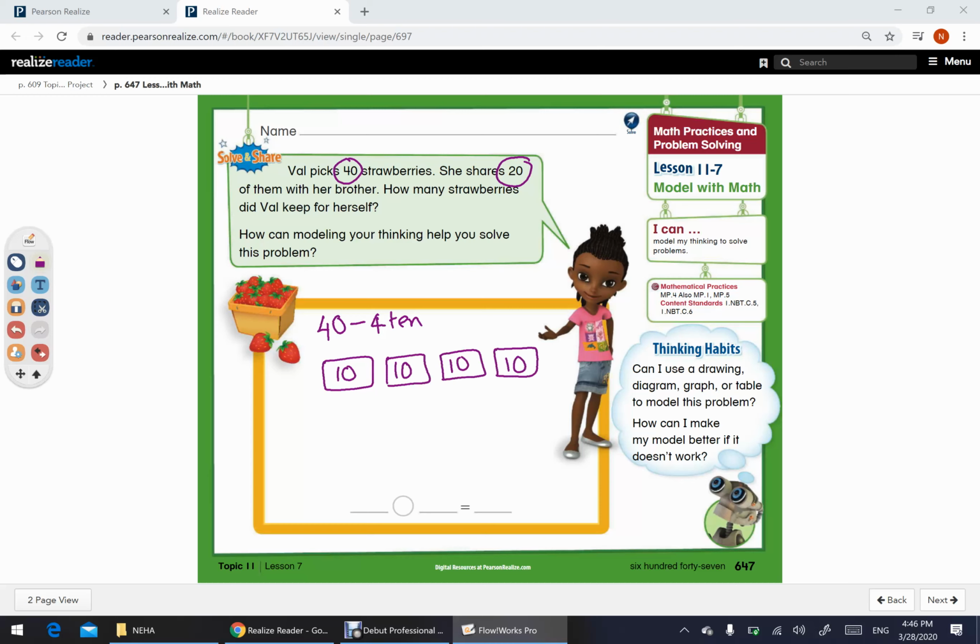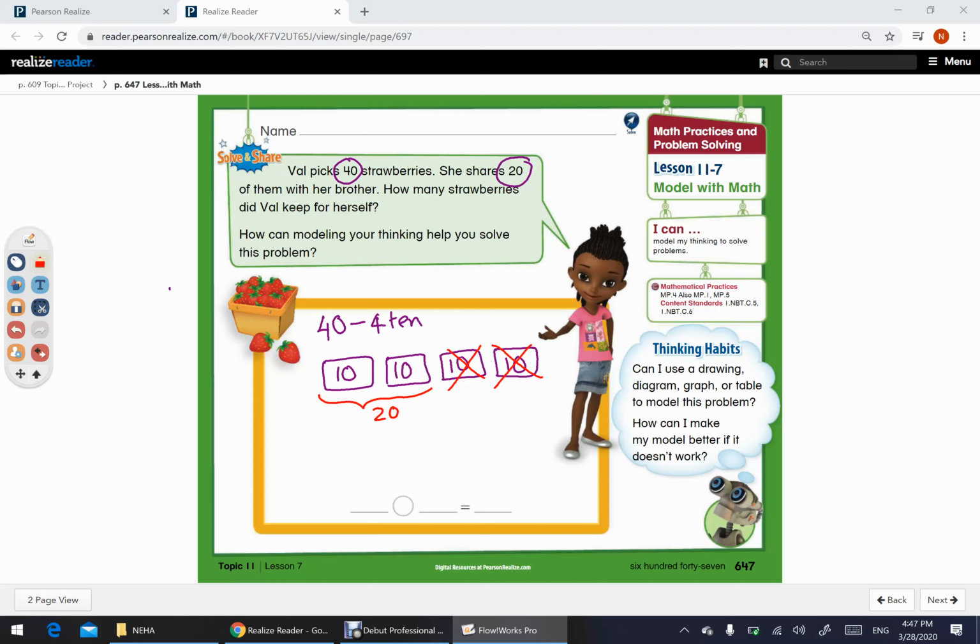We know that Val picks 40 strawberries and she shared 20 of them with her brother, right? So when she is sharing 20 with her brother, it means she is giving away 20 strawberries. So when she gives away, we will remove 20 strawberries from her 40 strawberries. Now, how many are we left with? Excellent. We are left with 20 strawberries.